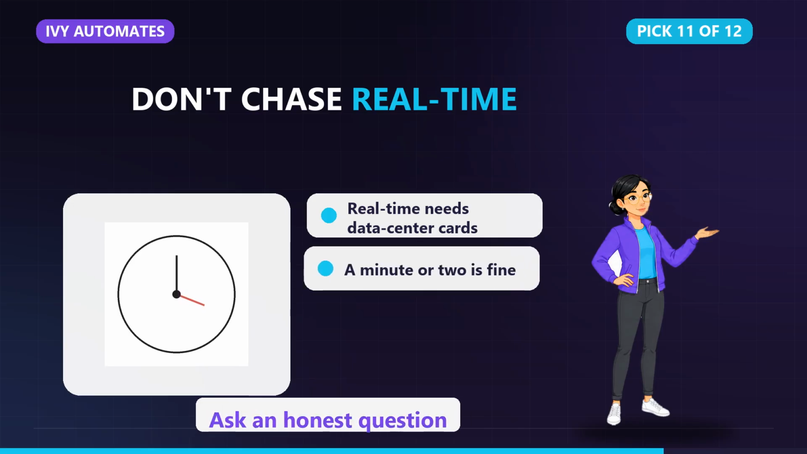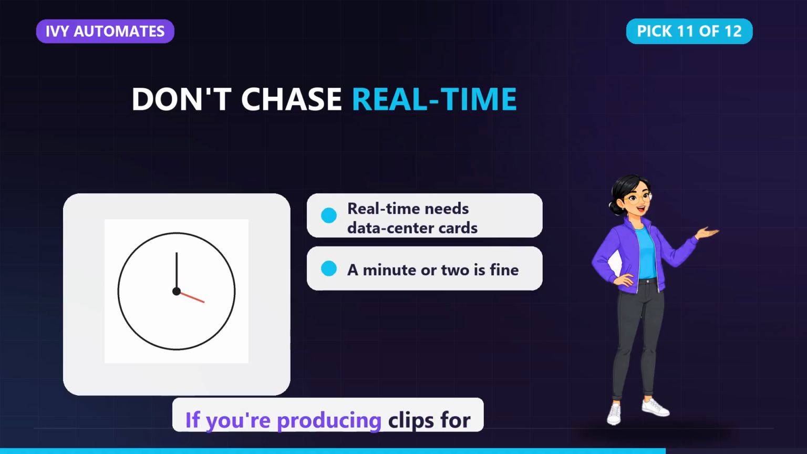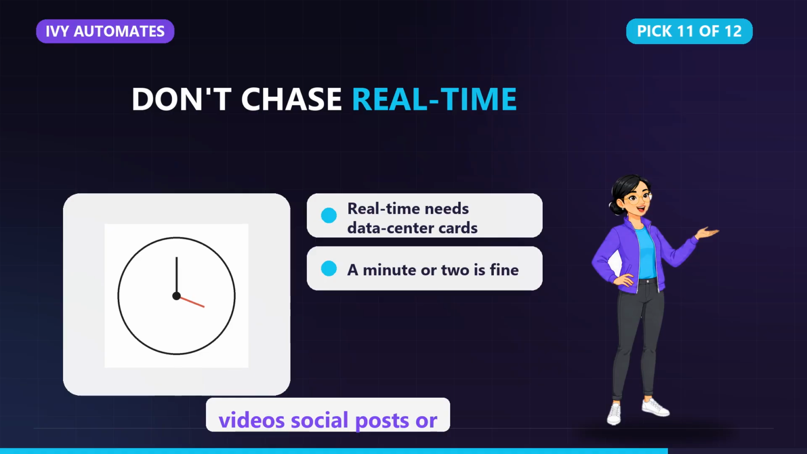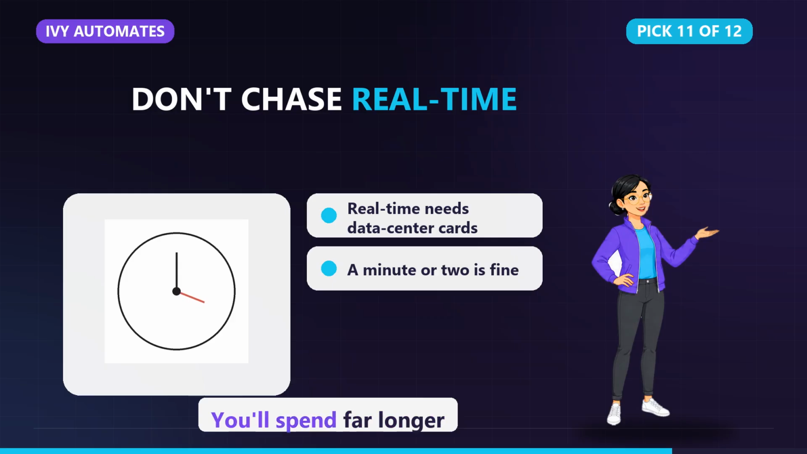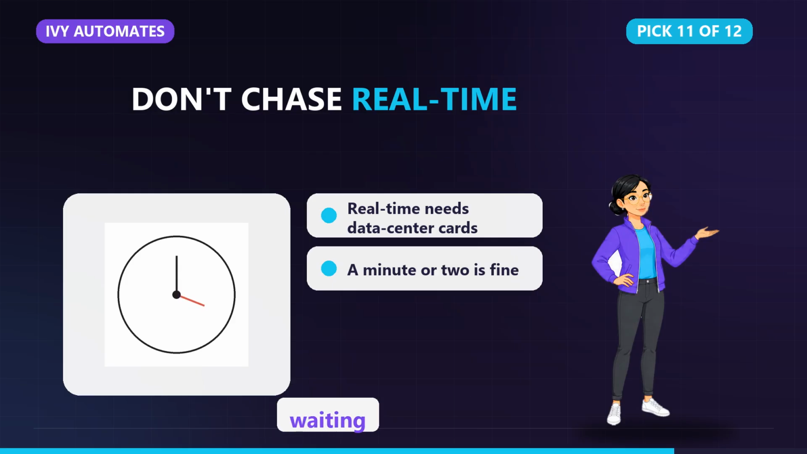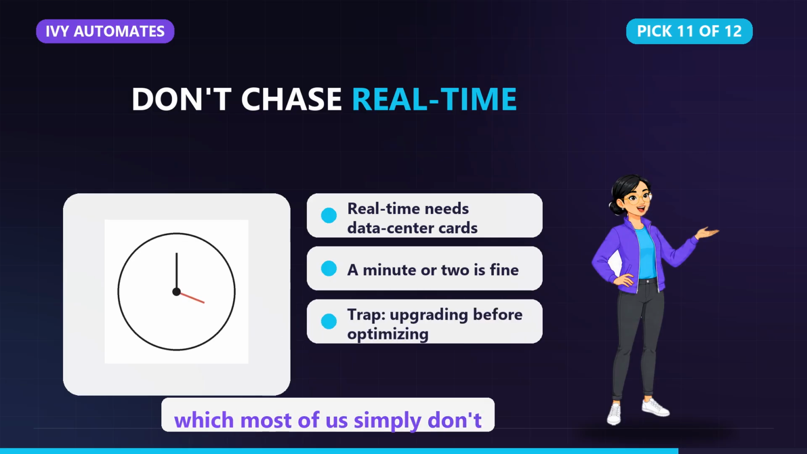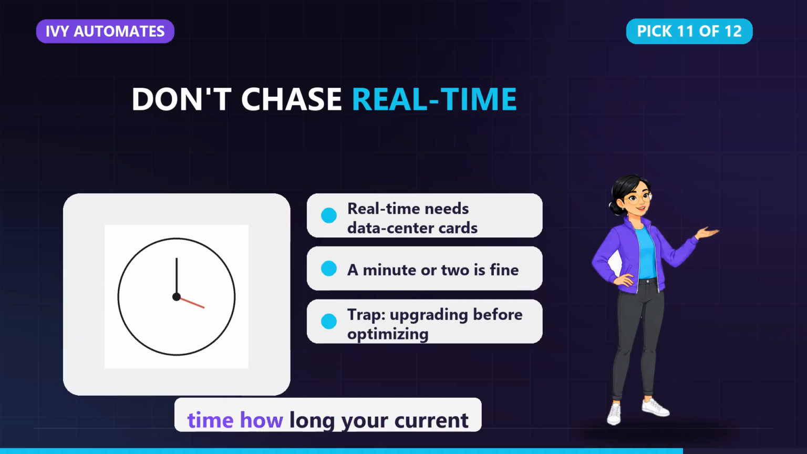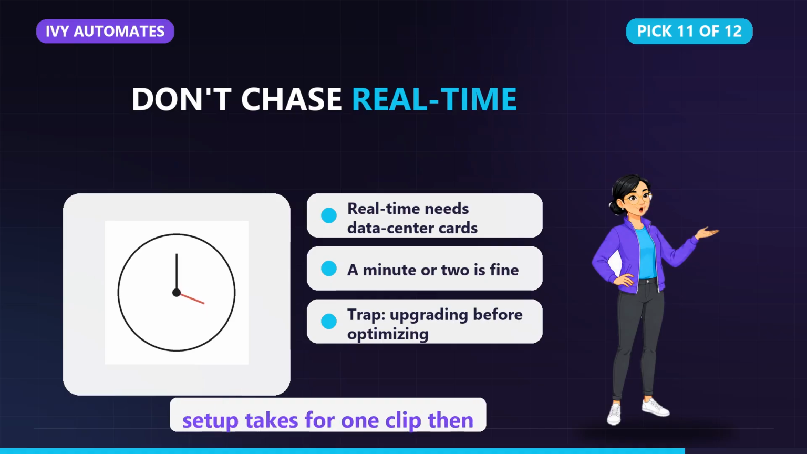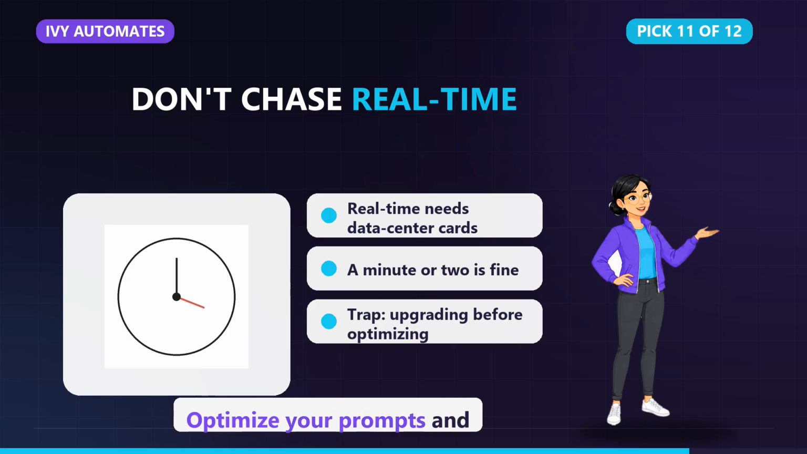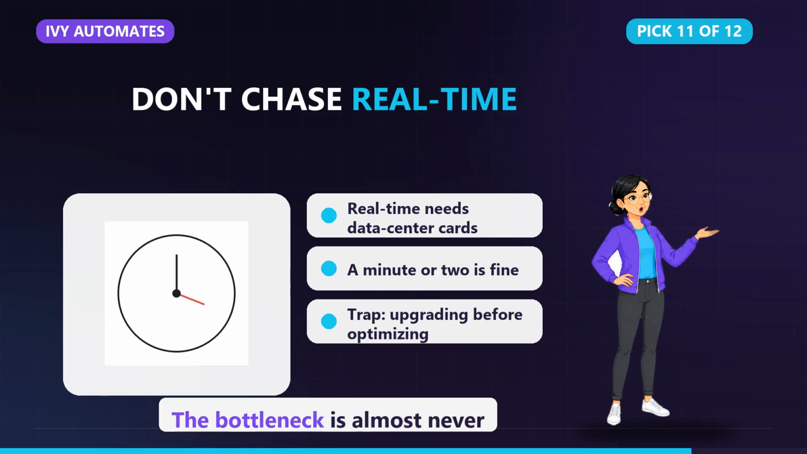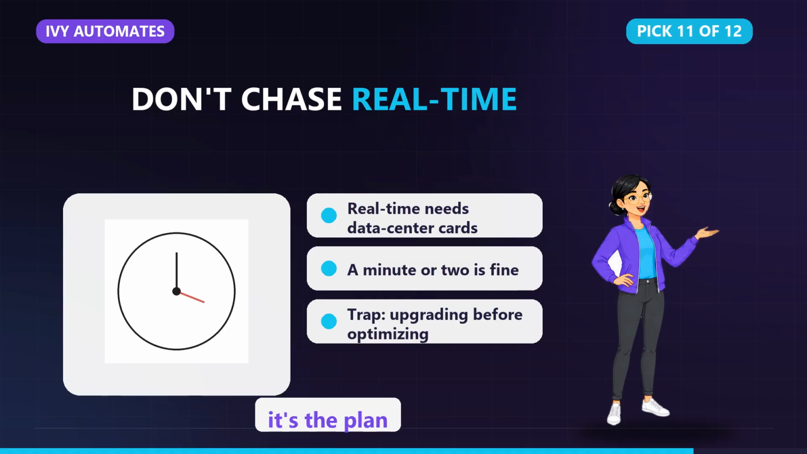Ask an honest question. What are you actually making? If you're producing clips for videos, social posts, or personal projects, a render that takes a minute or two is completely fine. You'll spend far longer choosing and editing than waiting. Real-time only matters for live, interactive uses, which most of us simply don't have. Try this week. Before you even think about upgrading anything, time how long your current setup takes for one clip, then ask whether that wait is genuinely blocking you or just annoying you. Optimize your prompts and workflow first. The bottleneck is almost never the hardware, it's the plan.